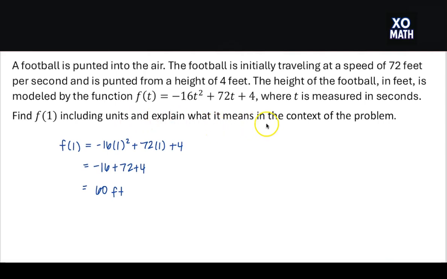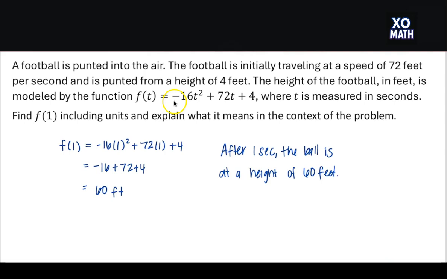But now explain what we just found in the context of the problem. So we would say, after 1 second, the ball is at a height of 60 feet. So this question is to get us to understand what this function does. We input time in seconds, we get out the height in feet at that time.